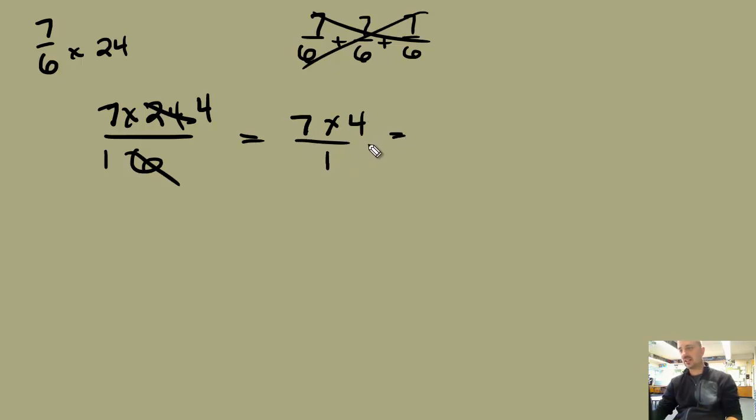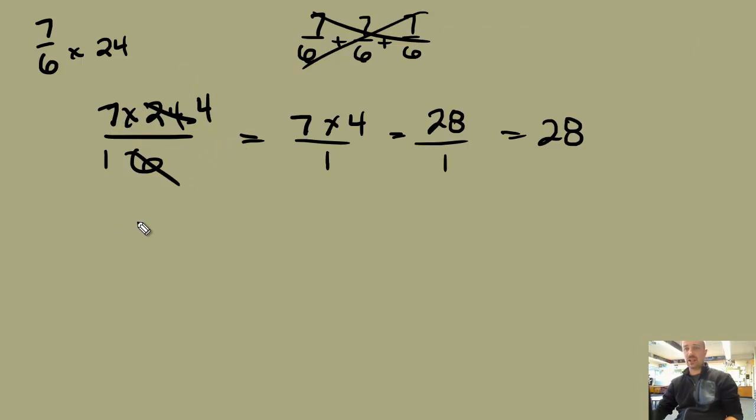And 7 times 4, I can do that. It's 21, 28. Come on, it's Friday, Mr. Abbott. 28. It's 28 over 1. And so I'm getting a product of 28. Awesome.